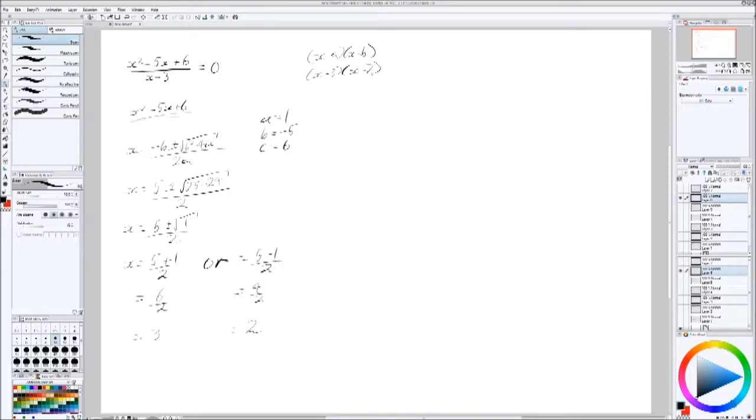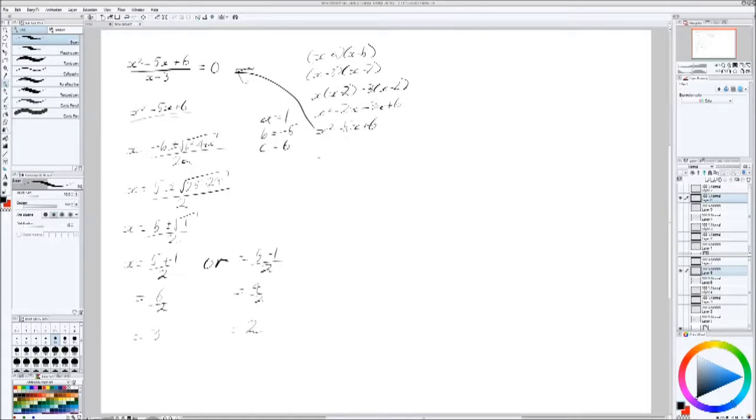And if we expand this out, we can then make sure that it is in fact the correct answer. So x minus 3, x minus 2, that's going to be x squared minus 2x minus 3x plus 6, which ends up being x squared minus 5x plus 6, which is the same as what was on the top originally.